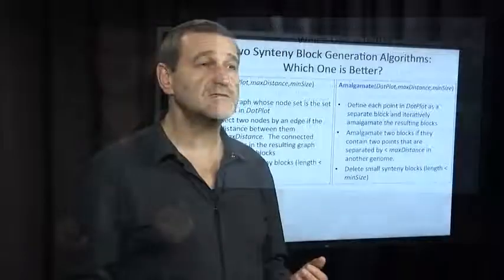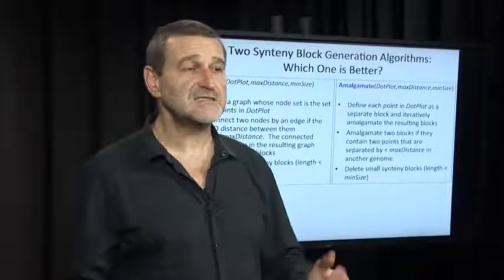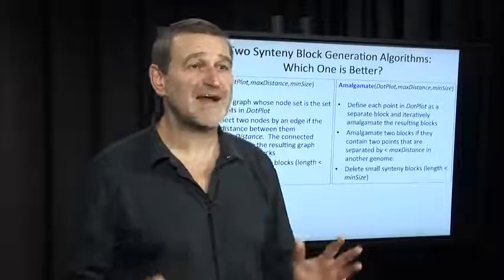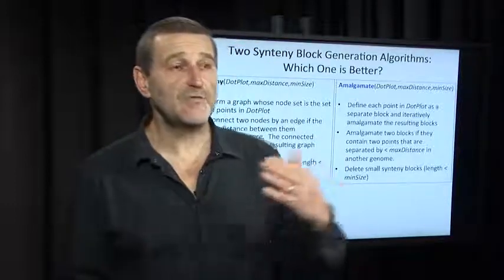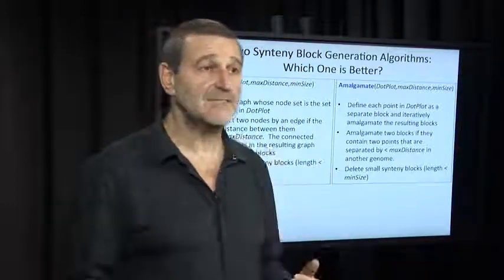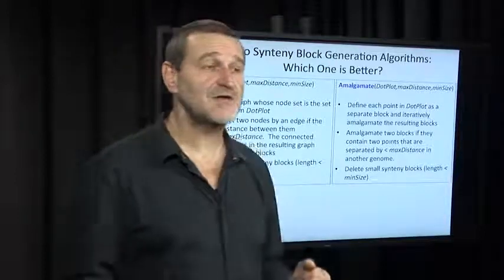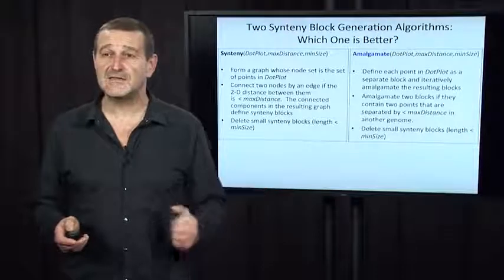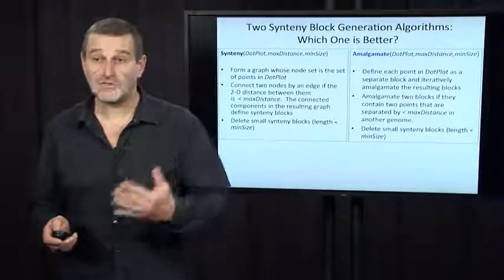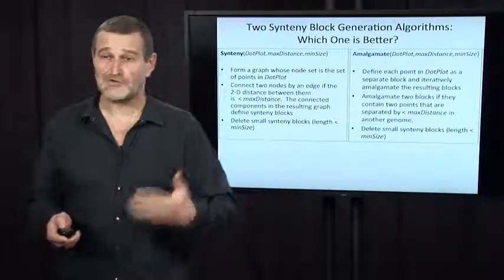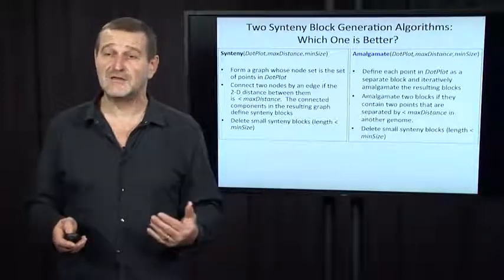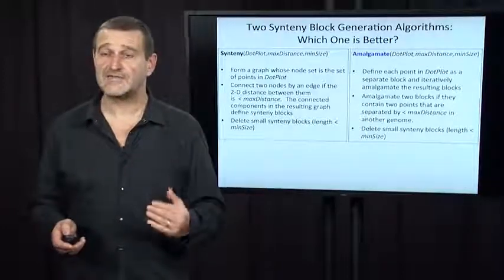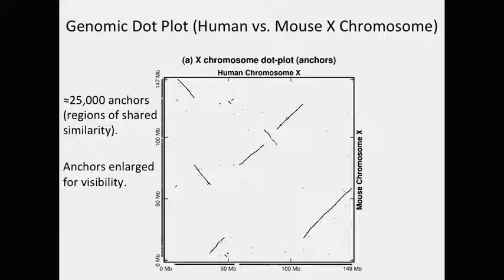How would we choose? The choice should be made based on the practical results. If you implement these algorithms and run them, you see that the Synteny algorithm gives a reasonable and biologically adequate result. But the amalgamate algorithm, although it looks reasonable and looks like it models what the human eye may be doing, gives completely wrong results.